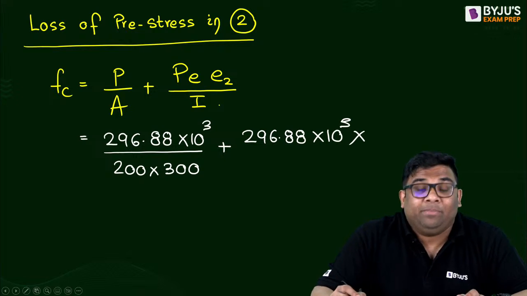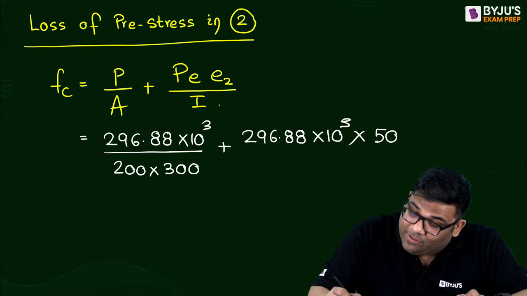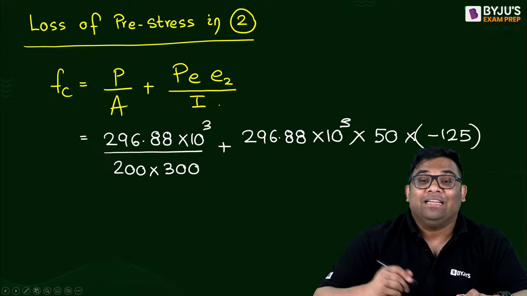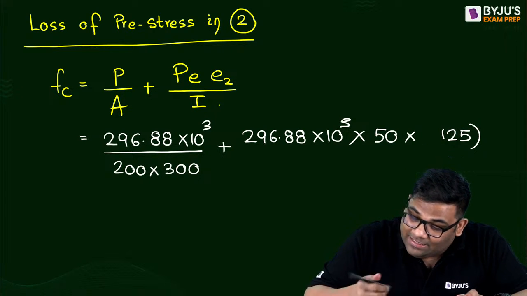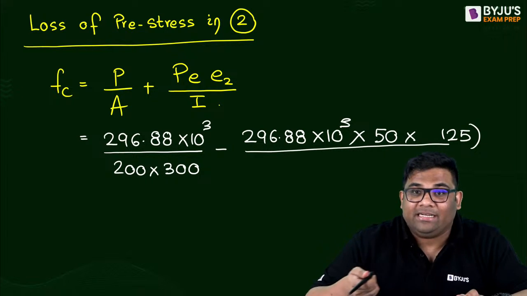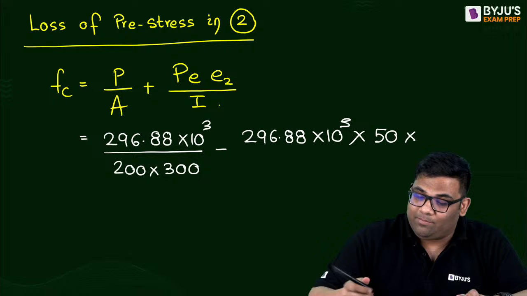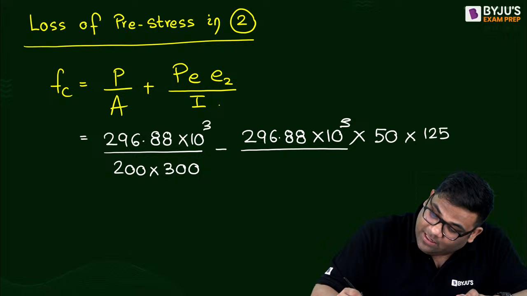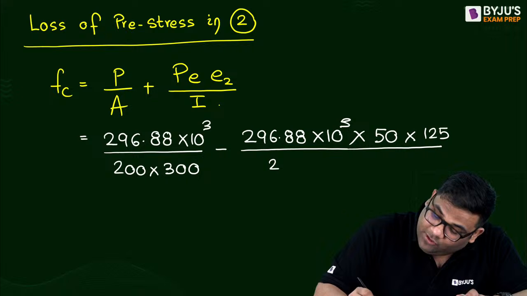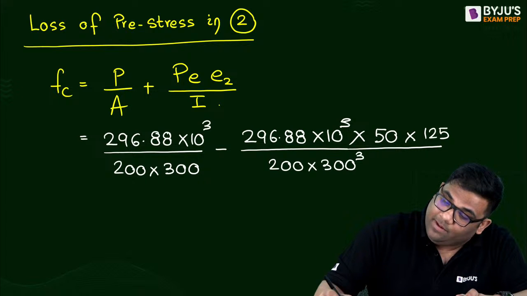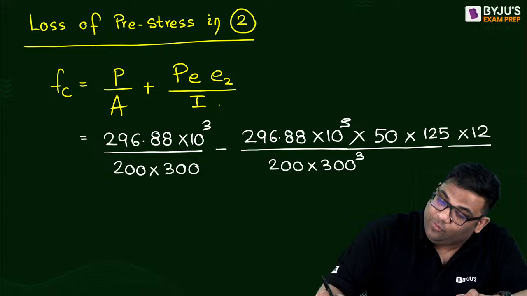See, E1 was 50. But what about E2? It was minus 125, right? So this minus sign will come here. There is a minor change, right? It is minus 125, so that minus sign will come here. And this will be 200 into 300 cube divided by 12. So 12 will go here.